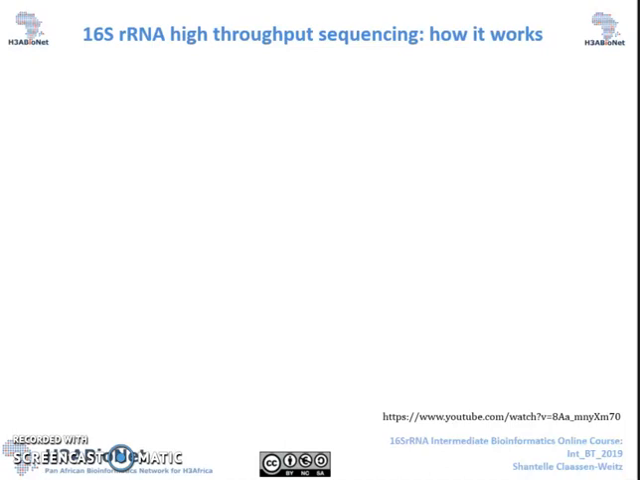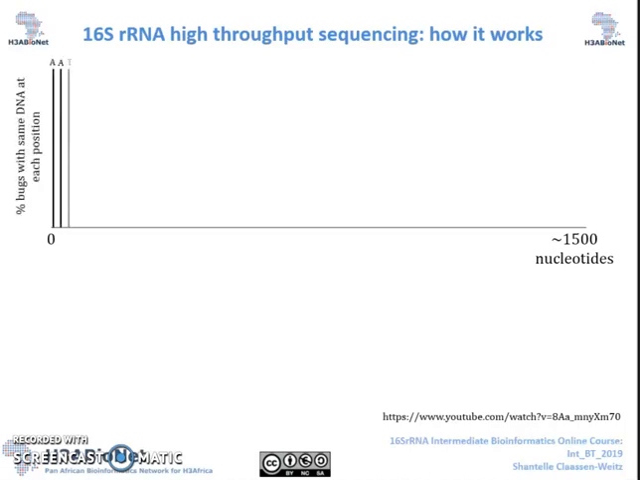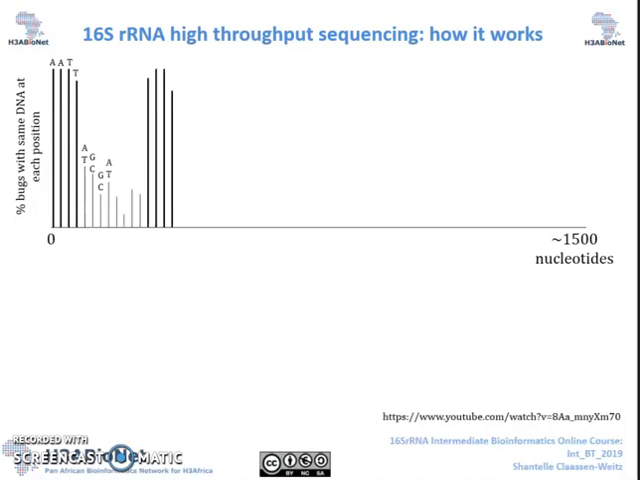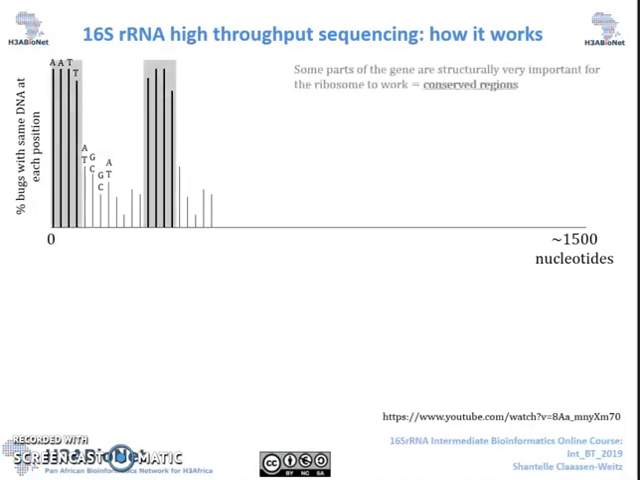So how do we use the 16S rRNA gene in experiments? The 16S rRNA gene is approximately 1,500 base pairs in length. This plot is representing the percentage of bacteria with the same DNA present at each position of the 16S rRNA gene. So the larger the percentage, the more organisms have this nucleotide at this position. The parts of the gene which are structurally important for the ribosome to work are referred to as conserved regions, also shown here in grey.